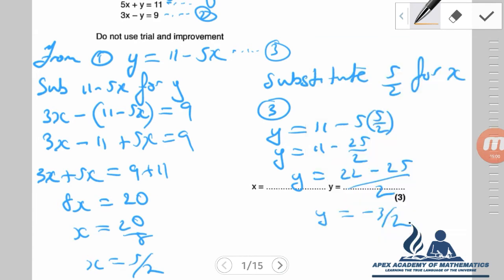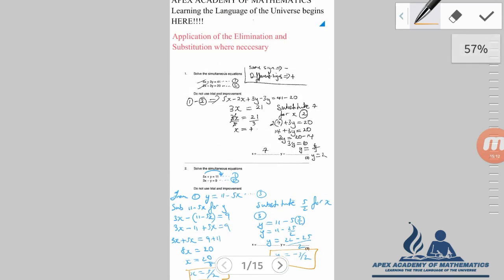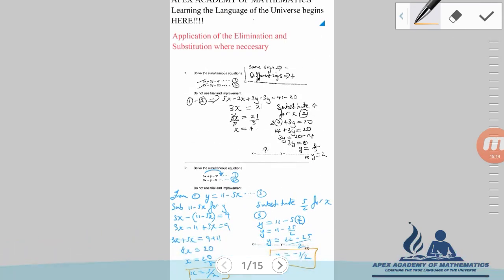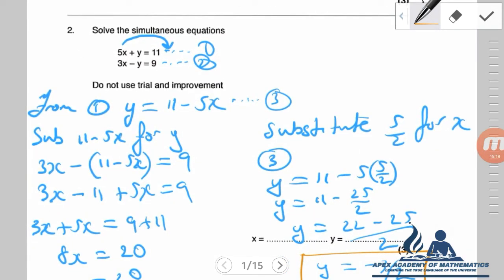y is equal to negative 3 over 2 and x is equal to 5 over 2. All right, so that was the beginning part of the question. I did apply the elimination and substitution methods to this very same question because in questions to come I'm just going to be picking a method that I think is most suitable to get the answer most effectively, the fastest and basically the smoothest.